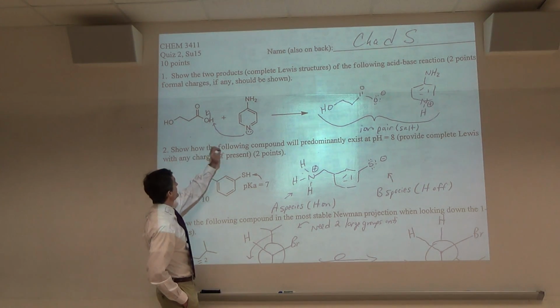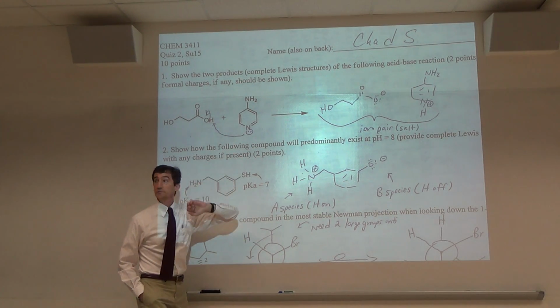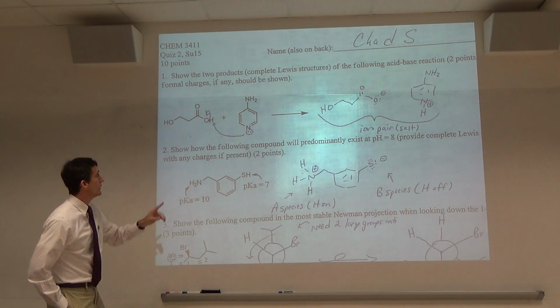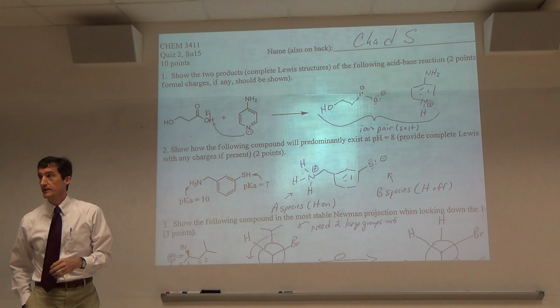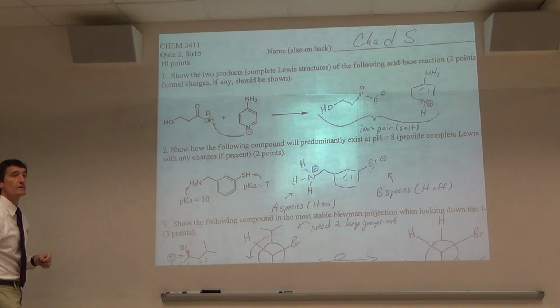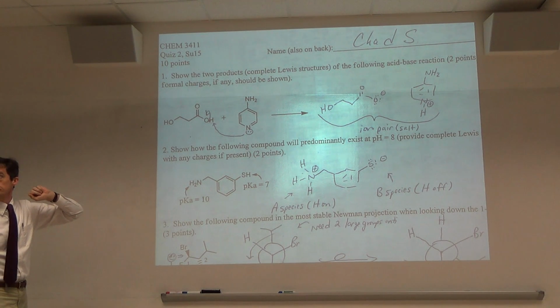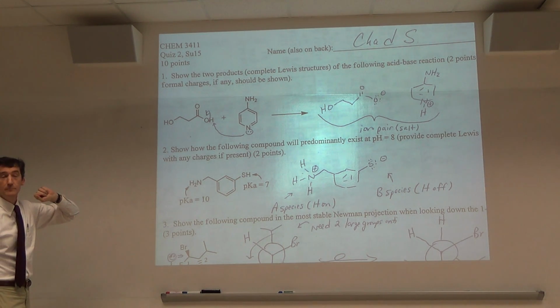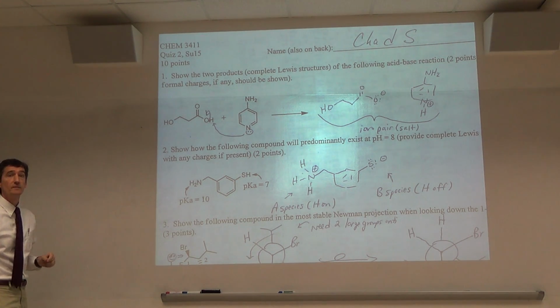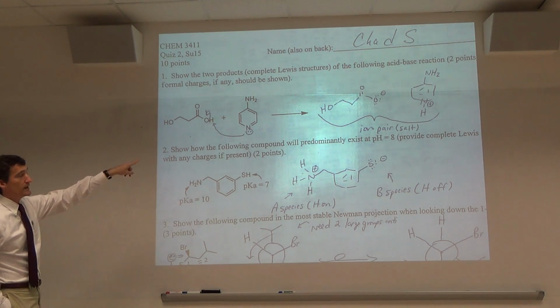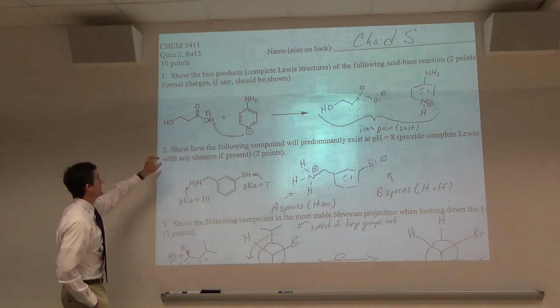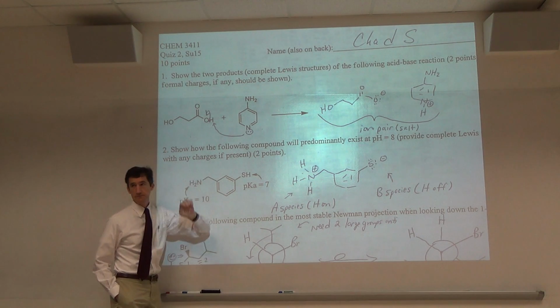Here's your bases over here. Everything's neutral, so you're looking for nitrogens because there's no anions. Which nitrogen's most basic, top or bottom? Bottom. Top lone pair is in a p orbital. Lone pairs that are in p orbitals are typically not basic. Bottom nitrogen most basic.